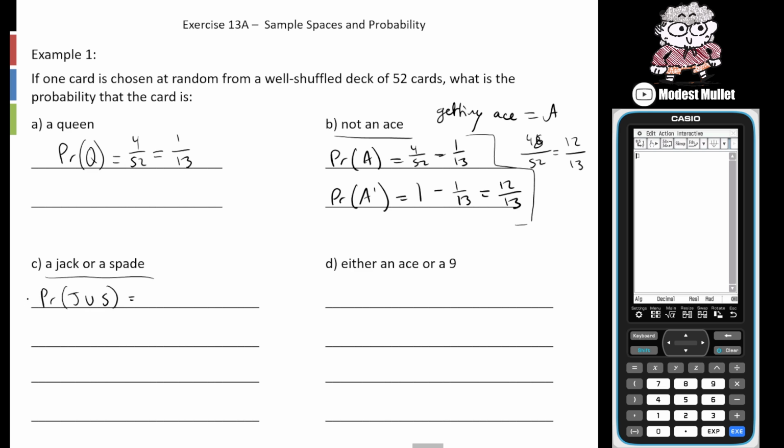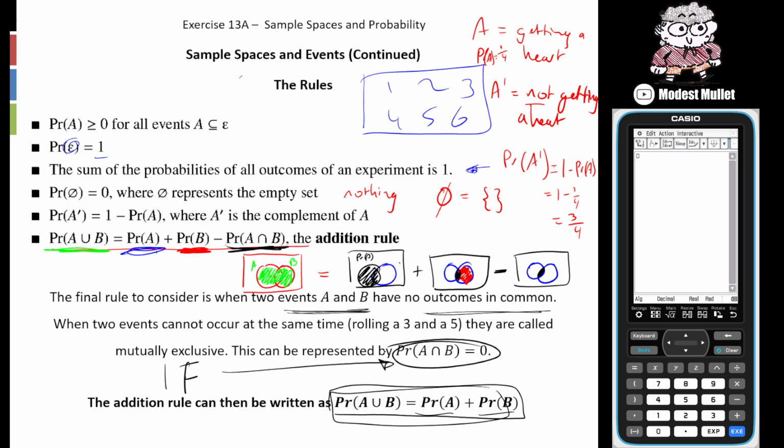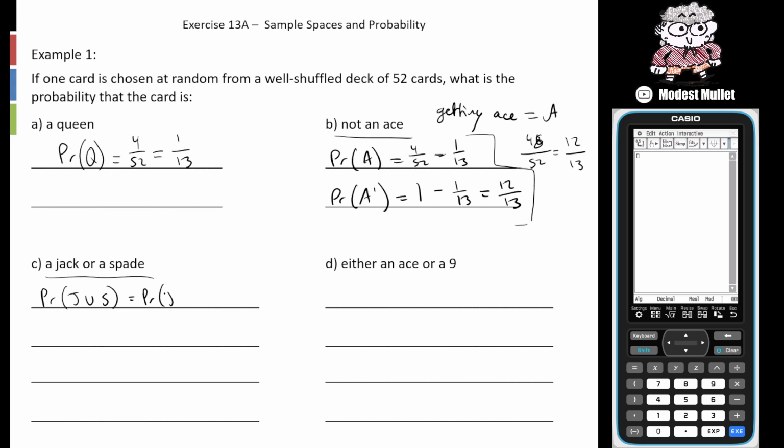Which using this addition rule now, we're trying to find the union, which is equal to the probability of a jack plus the probability of a spade, take away the probability of a jack intersect spade. There we go. So the probability of a jack, how many jacks are there in a deck? That is 4 on 52, which is again 1 on 13. Plus probability of a spade, there are 13 spades in a deck, which is 13 on 52, which we can write as a quarter, because a quarter of the deck is spades, minus how many jacks are spades?